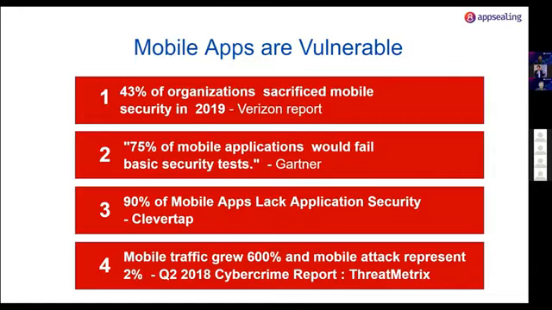43% of organizations sacrificed mobile security in 2019 according to the Verizon report, and 75% of mobile applications would fail basic security tests. And 90% of mobile apps lack application security. Mobile traffic grew 600%, and mobile attacks represent 2% of that. This was from the Q2 2018 cybercrime report. It says that mobile traffic grew 600%, and 2% of that represents attacks. So isn't it shocking? I was wondering how many of you are aware of these stats.